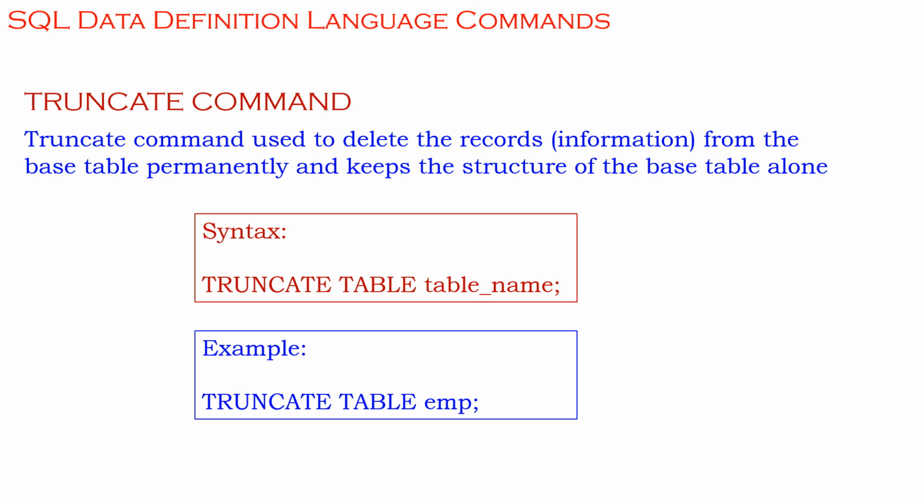Let's recollect the various commands we have discussed under SQL DDL commands. That is, create a table using the create command, and then alter a particular table using the alter command. In that we discussed adding a particular column, dropping a particular column, or modifying a particular column. And then we discussed the drop command and the truncate command, and also the difference between the drop and the truncate command. Okay, thank you.